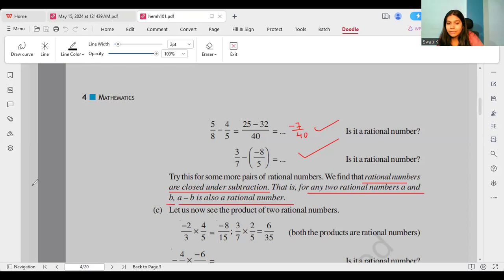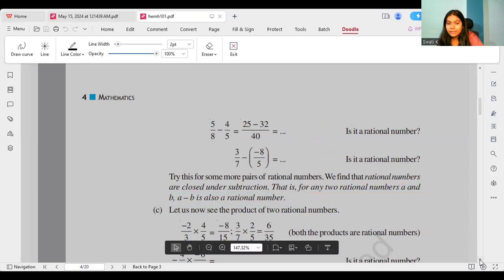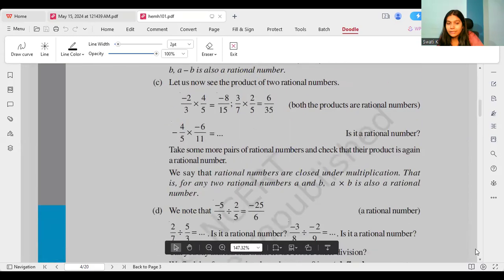Now let us go to the multiplication, which again I have already explained, but let's just read it. So let us now see the product of two rational numbers. You are having two rational numbers. When you do the product, you get both the products to be rational number. Is this a rational number? Of course, it will be a rational number.